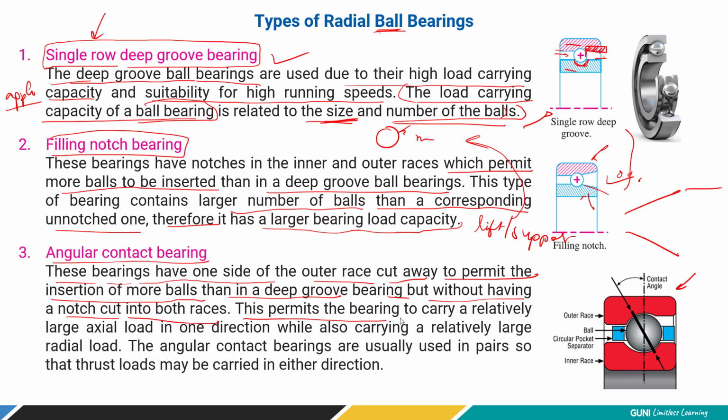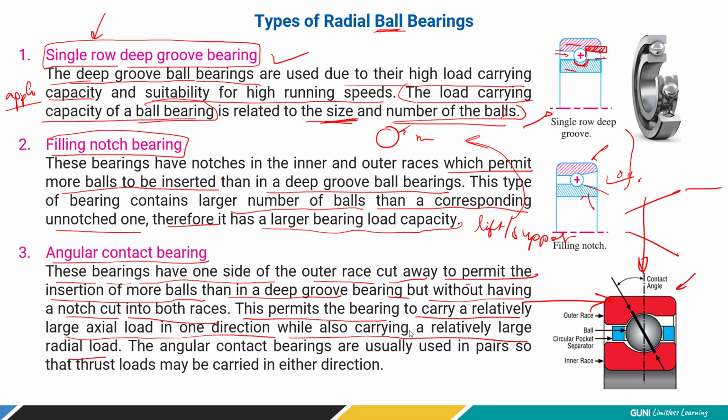This permits the bearing to carry relatively large axial load in one direction while also carrying relatively large radial load, right? So because of such construction, what will happen? It lets you take the load in one direction, a large axial load. Try to understand what is axial load and the radial load. Axial load means this kind of load. Radial load means this kind of load.